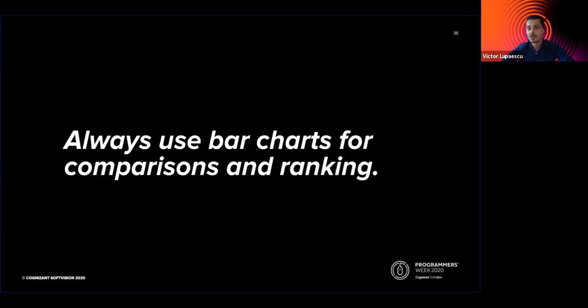So always use bar charts for comparisons and ranking. I don't have any other examples that I want to show here because bar charts are simply the best for doing that. It's what everybody relates to, and it transmits the message in a really easy way.